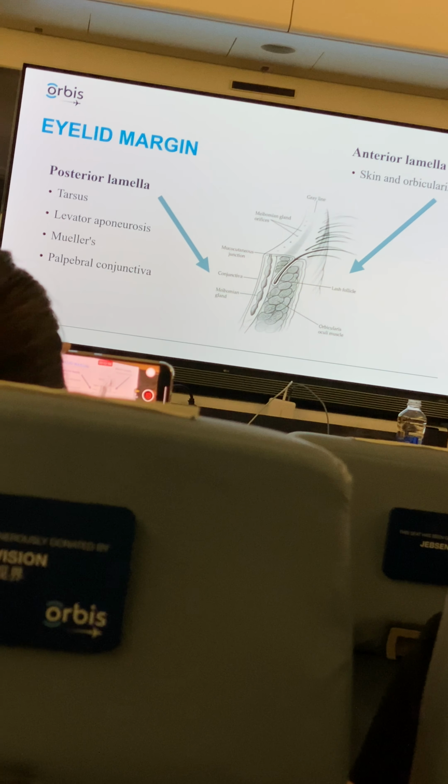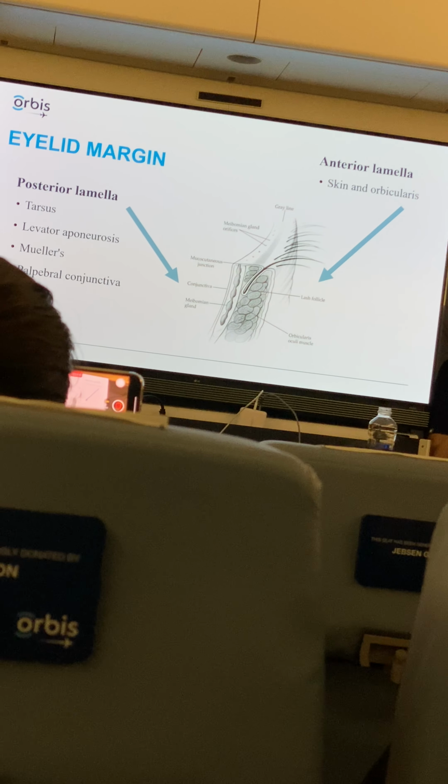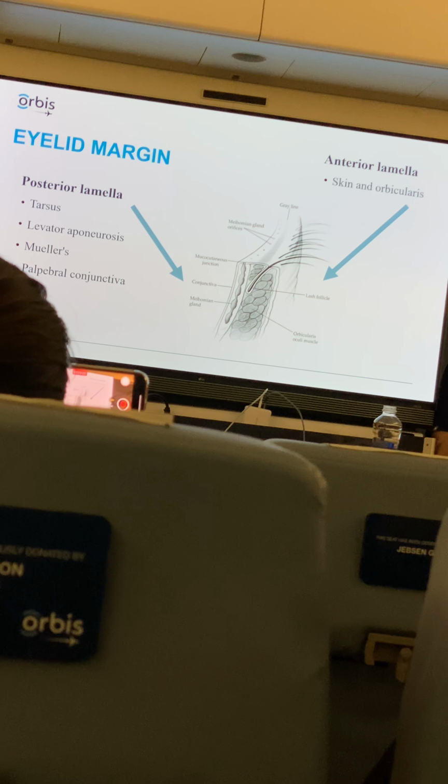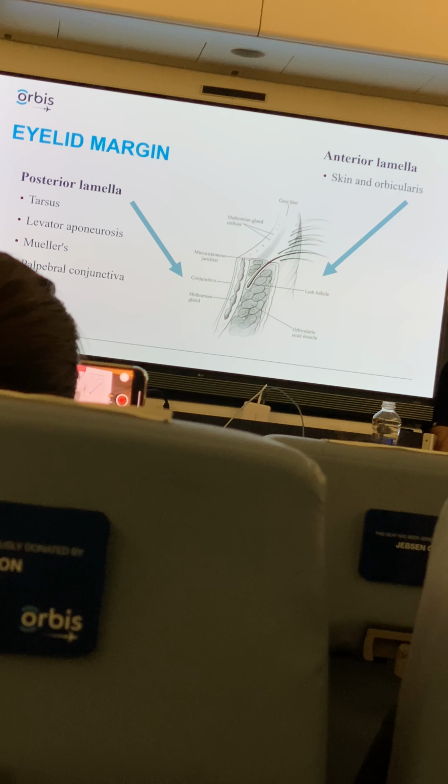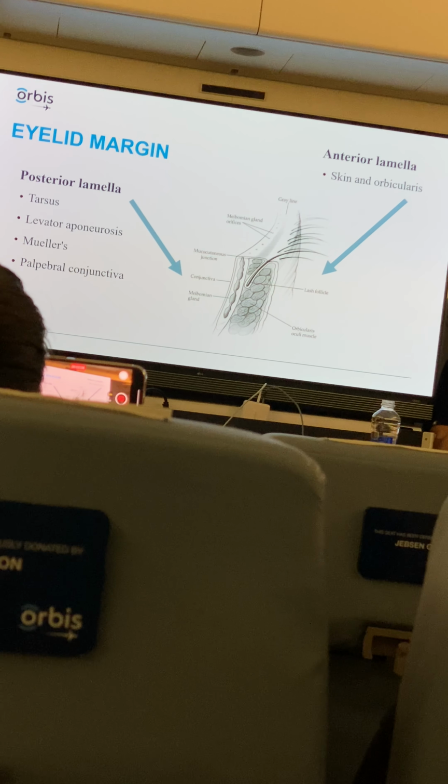When we look at the eyelid margin, it's important to remember that it is separated into two main layers, your anterior layer and your posterior layer.